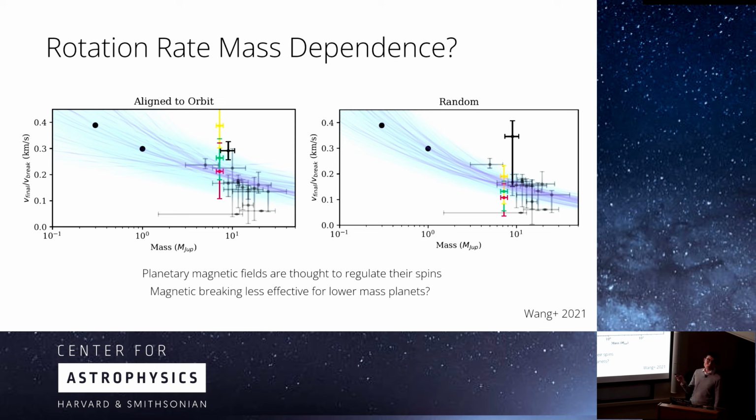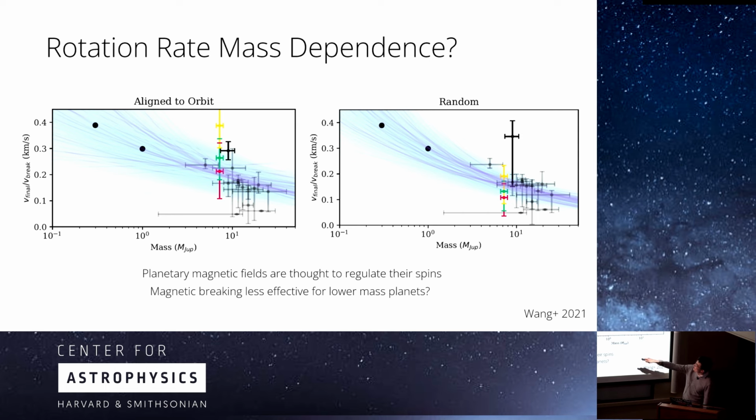But you can make two limiting assumptions. One is we can assume that the obliquity of the planet is aligned to the orbital axis of the planet. Maybe you don't believe in that. But then you can also just completely assume that the planets are randomly oriented in space. In both cases, you can make some assumptions on how fast these planets should be spinning relative to their breakup velocities. In addition to these planets, there are also higher mass planets that have been observed. We've measured V sine I's for those, as well as our own Jupiter and Saturn. And when we put that all together, it looks like there might be a mass dependence.